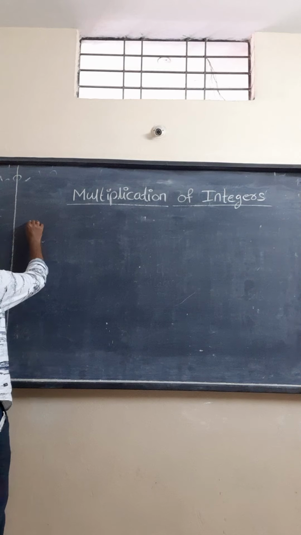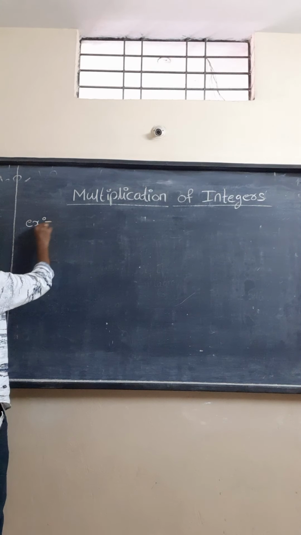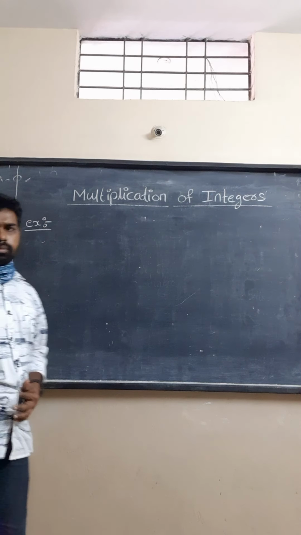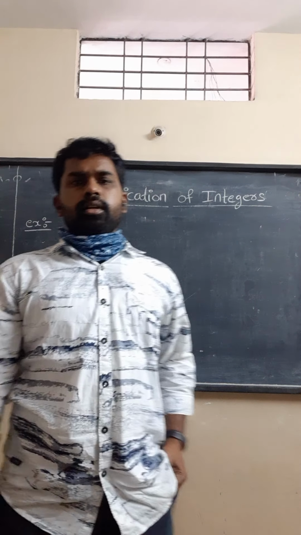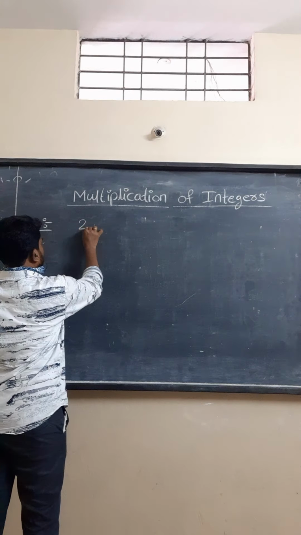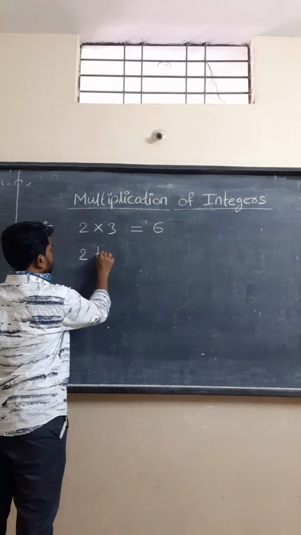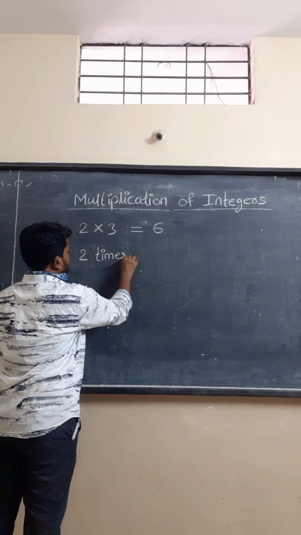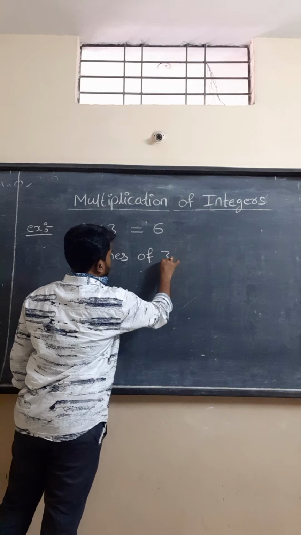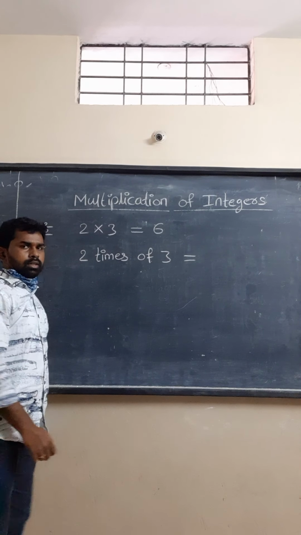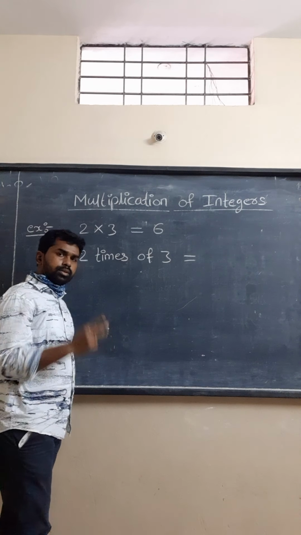This is my example. Multiplication means repeated addition. Here I am taking one example: 2 into 3. We know that 2 threes are 6. 2 into 3 we can also write as 2 times of 3. 2 times of 3 is nothing but what?